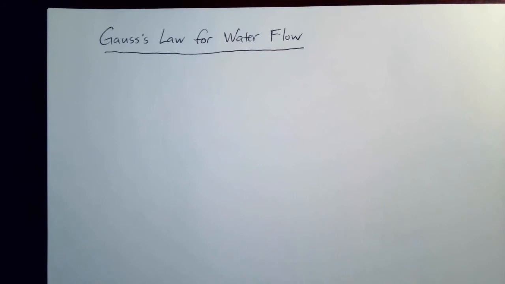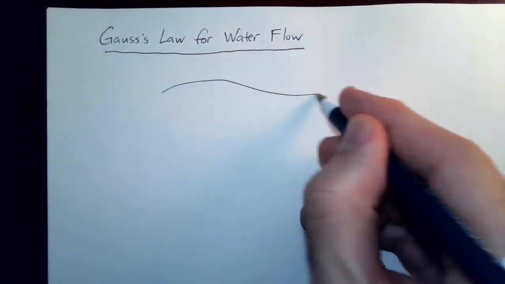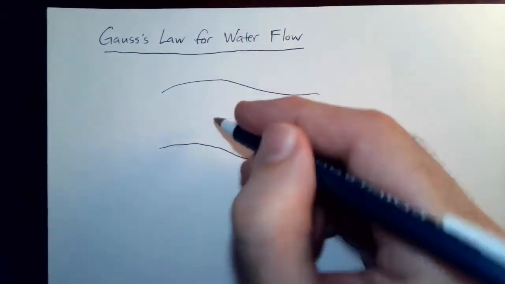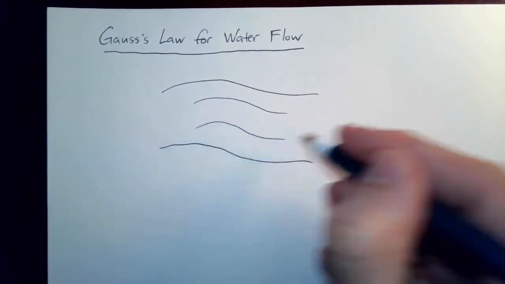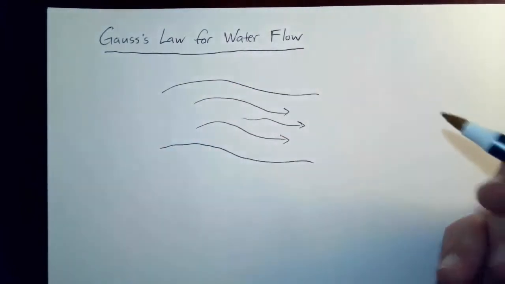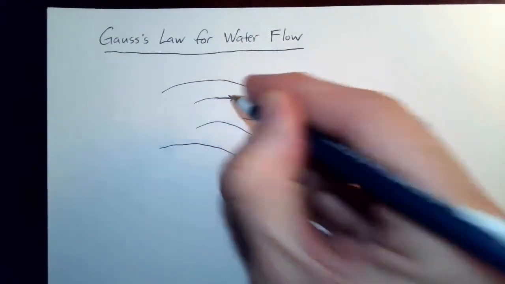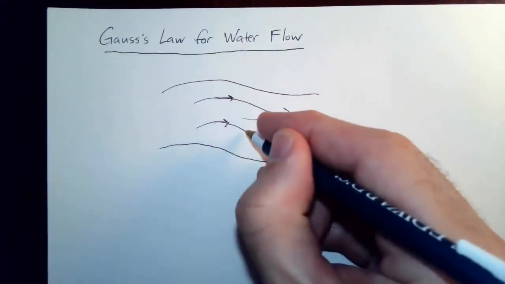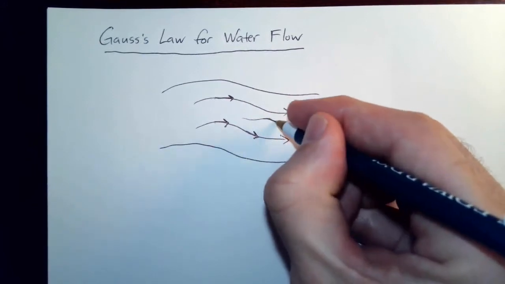We've already seen it for electric vector fields, magnetic vector fields. It also works for gravitational vector fields, and I want to show you that it also works for something like the flow of water. So let's imagine that we have a stream and the water is flowing down the stream, and I'm going to represent the flow of water with a bunch of vectors. Each vector is going to be the velocity of the water at that point.